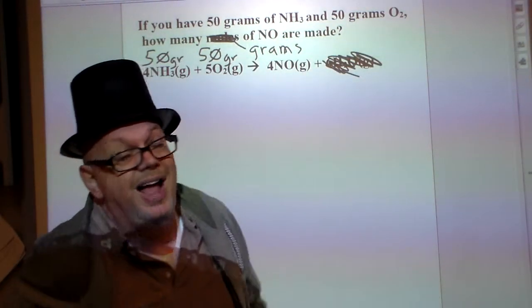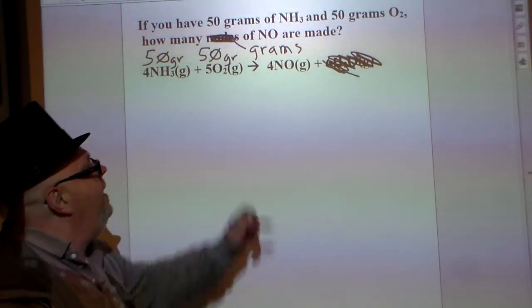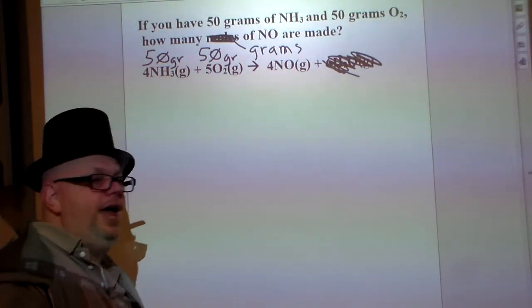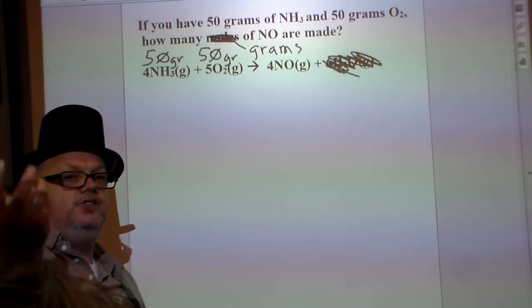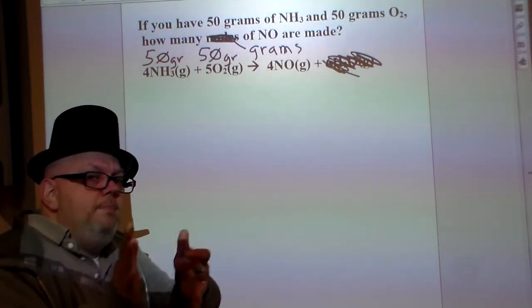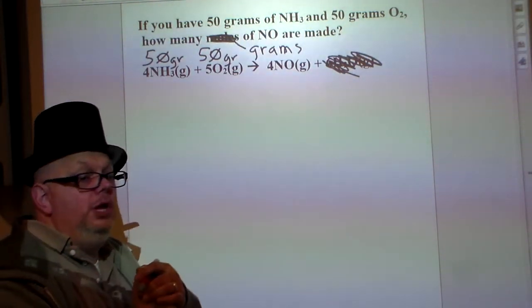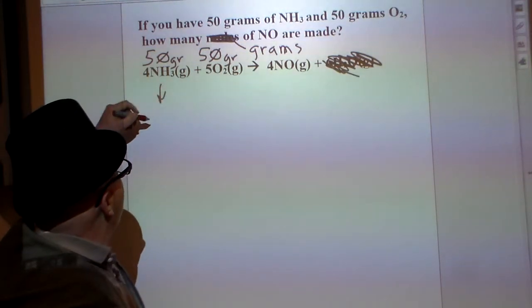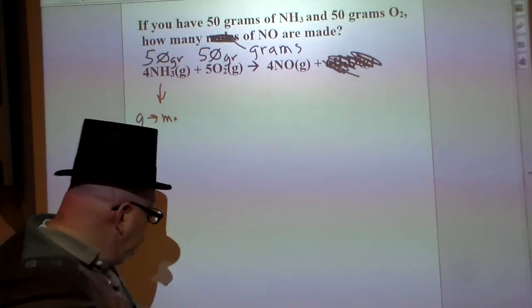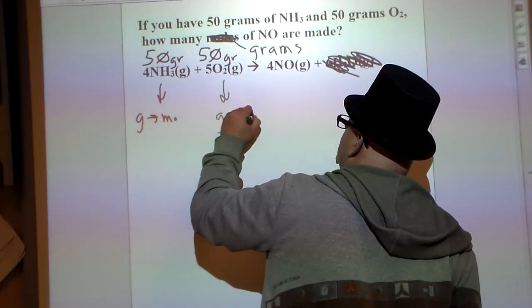Now this is going to require a little bit more work because, again, we can't take a mass and figure out the mass of product based off of the mass of our reactants. We can't. We have to change the mass, or the weight, if you want to look at it that way, into numbers. We can compare numbers of product and numbers of reactants to see what we are going to get. So we're going to change this from grams to moles. And we're going to do the same thing here.